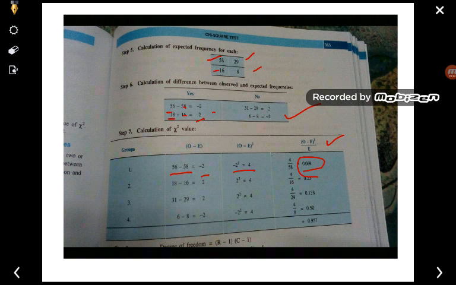0.069. Similarly, for the next one, 18 minus 16 is equal to 2. We have to square it, O minus E, then you will get a certain value. Then we have to sum all these values. 0.0957 is the chi-square value, the summation of all the chi-square values.